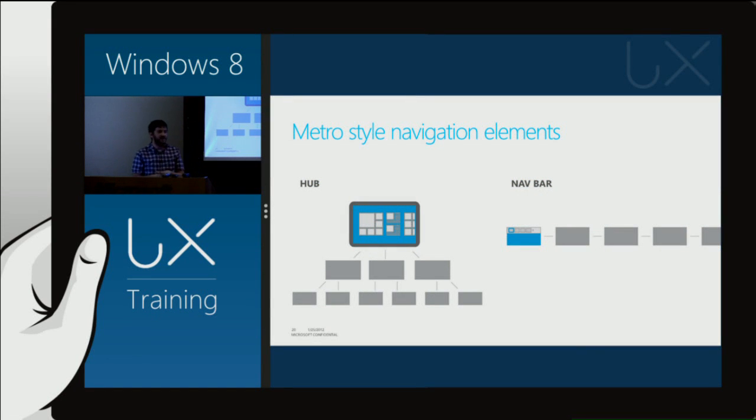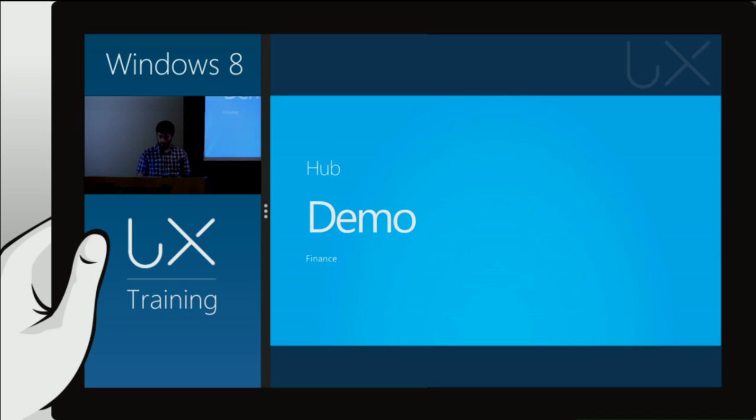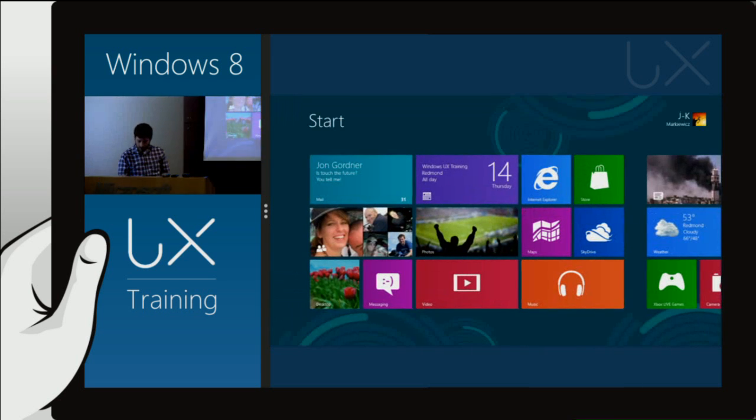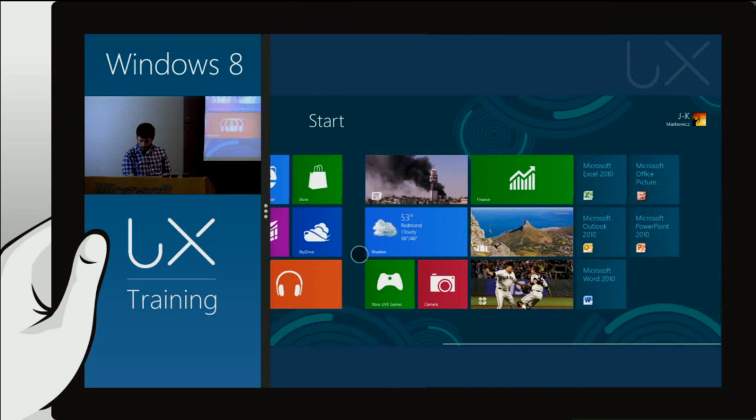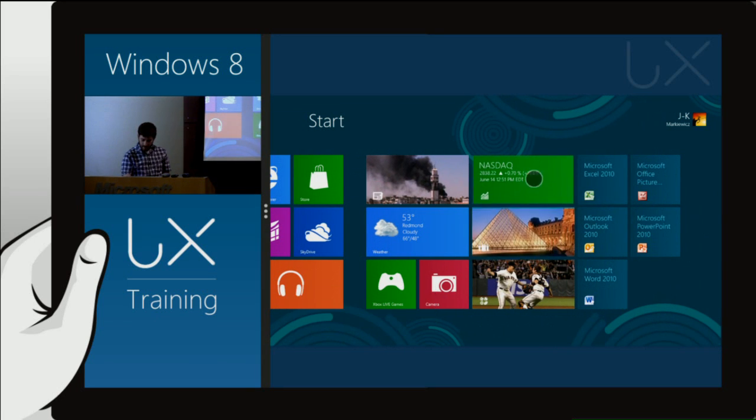So there are two things that we have in the Metro Style design set that really facilitate what we're talking about here. One is the hub, and one is the nav bar, or navigation bar. So first I want to show you the hub. So we can open the finance app.